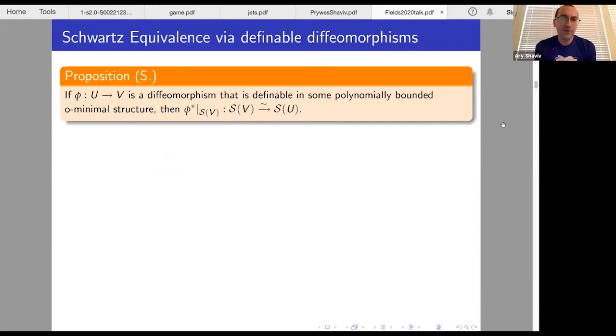So there is the proposition: if we have a phi that is a diffeomorphism that is definable in some polynomially bounded o-minimal structure, then this phi always induces an isomorphism of Fréchet spaces. So this is the proposition that I want to almost prove, and later talk about other stuff.